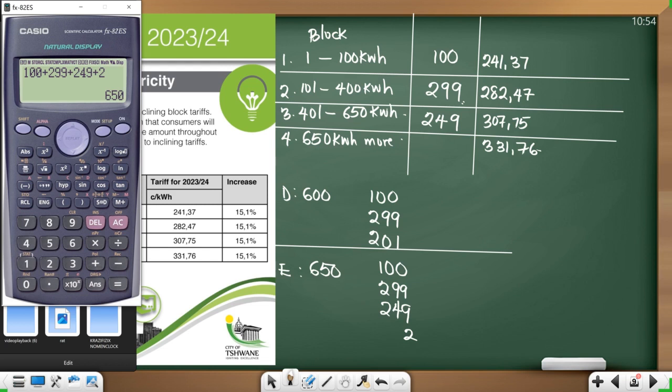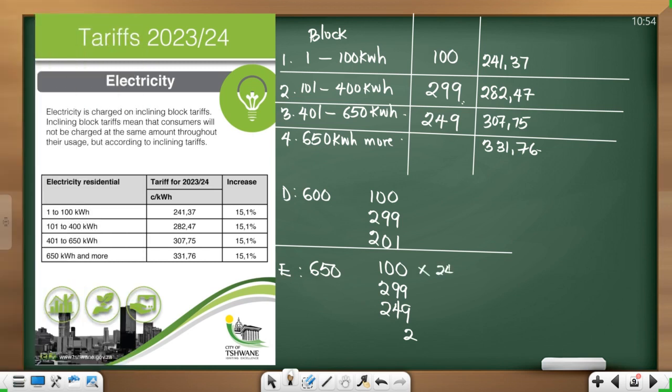Let me give you 2 questions to do for me quickly, to tell me which block. All I need to do now is to multiply the prices, all right? Block 1, 241.37. Block 2, block 3, block 4.